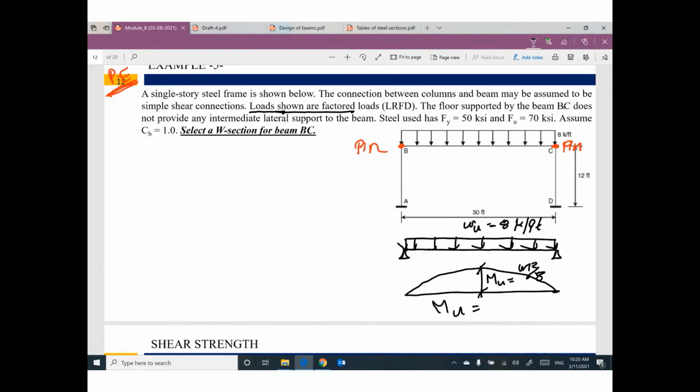So the value of M ultimate will be 8 times 30 squared divided by 8, it will be 900 kip-feet.